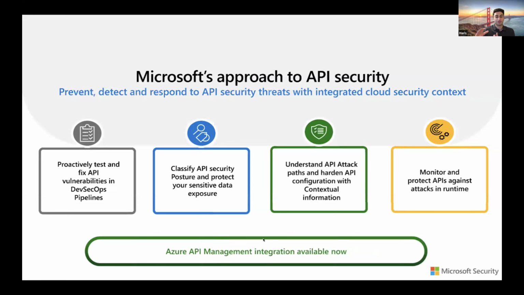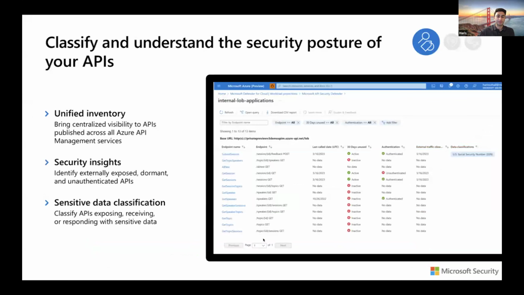Then we'll get to classifying API security posture and protecting sensitive data exposure. The next 3 pillars are really part of our runtime security solution that we have at Defender for Cloud called Defender for API. I'll walk through in a little bit more detail all of these next 3 pillars in the next couple of slides. So let me just go through that here.